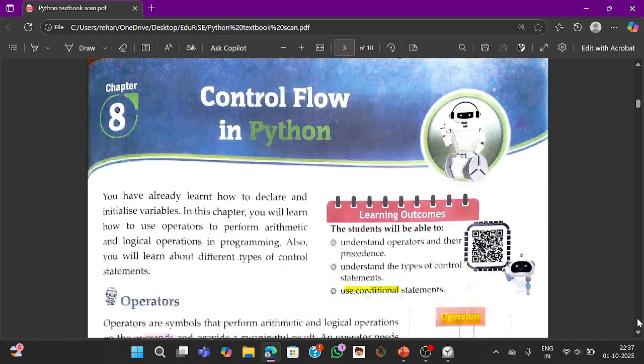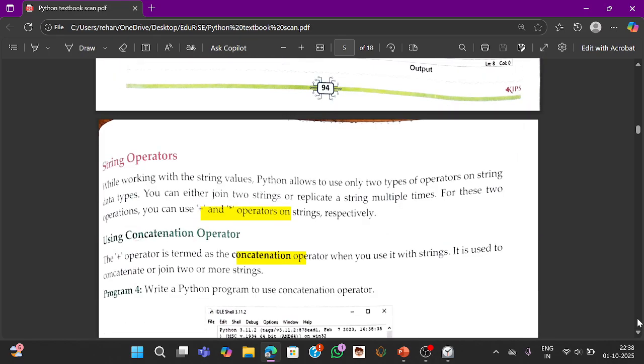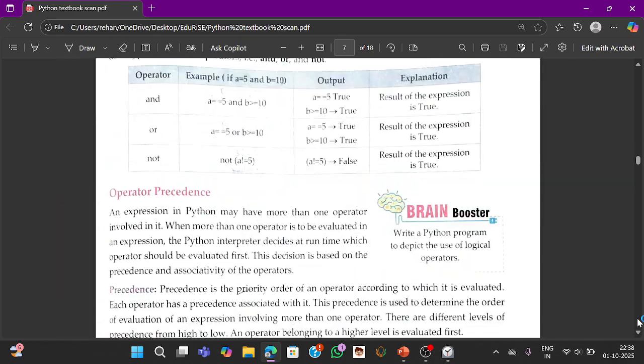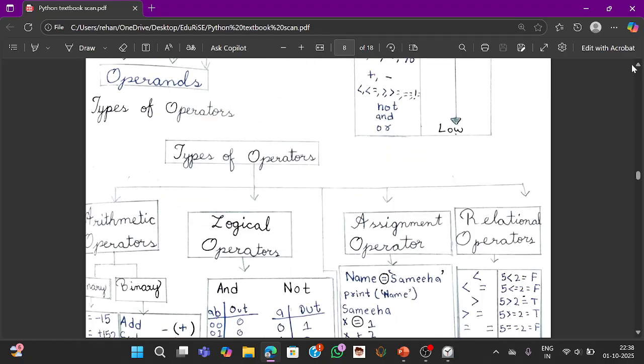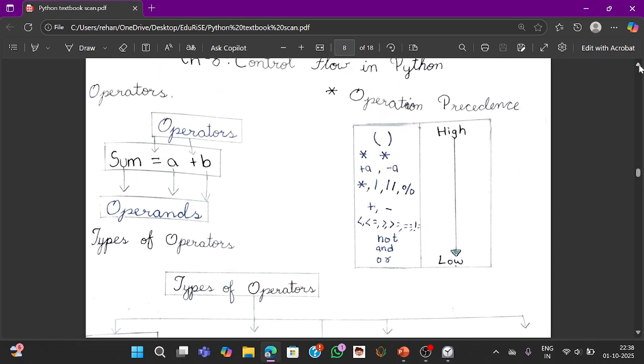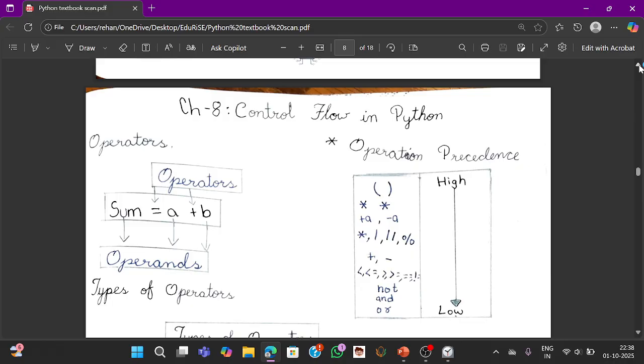Let me just take you back to the cheat sheet. We have already seen the cheat sheet. You can call it a summary sheet. So this cheat sheet shows you the overall view of the whole complete chapter.